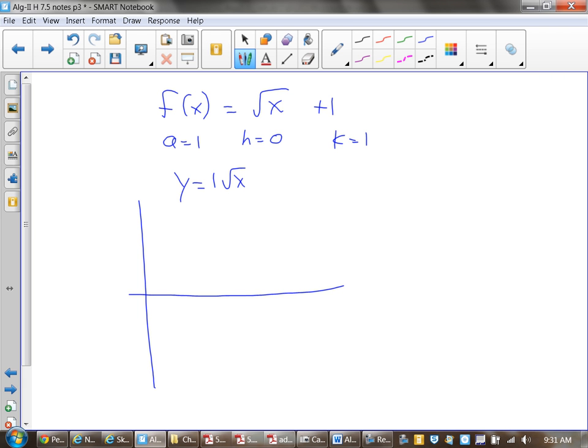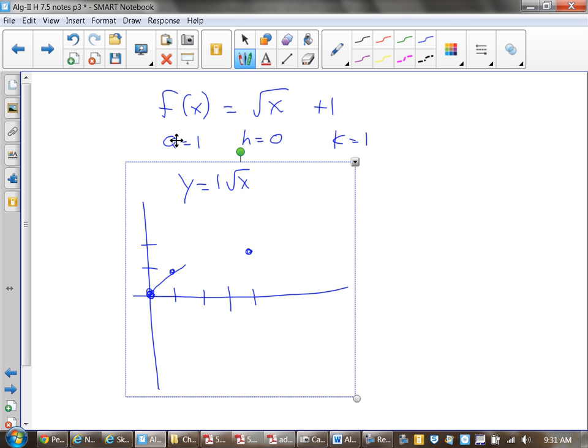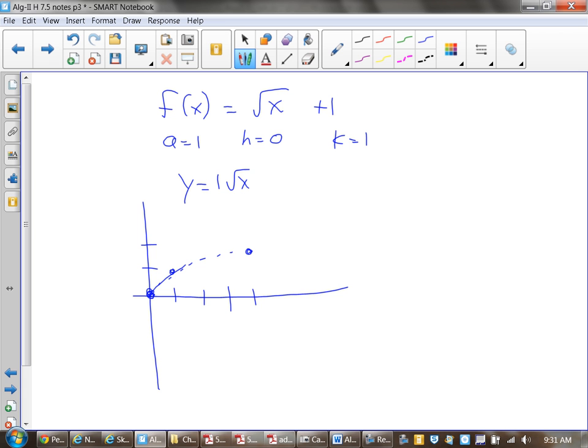And if you remember, that would be 0, 0, 1, 1, and 4, 2. There's my parent function. From that, I have to shift everything 0 left and right and 1 up.